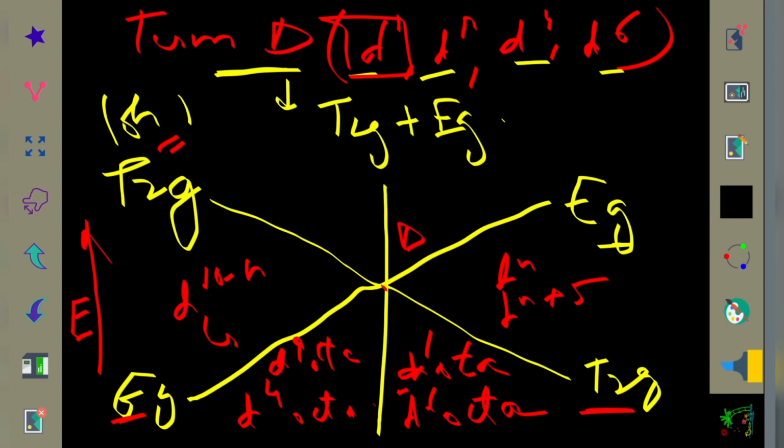Now come to the tetrahedral. For tetrahedral it is inverse. That is, if this side it is D1 octahedral and D6 octahedral, then here it will be opposite, that will be D9 tetrahedral and D4 tetrahedral. And opposite to it, this side, where here it was D9 and D4, here it will be D1 tetrahedral and D6 tetrahedral.